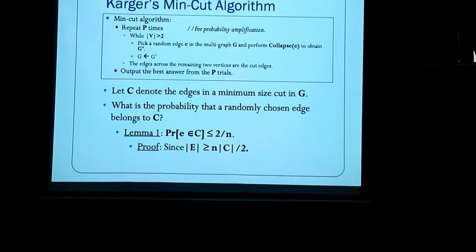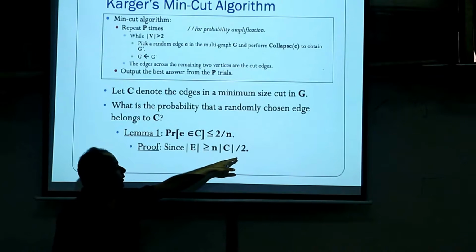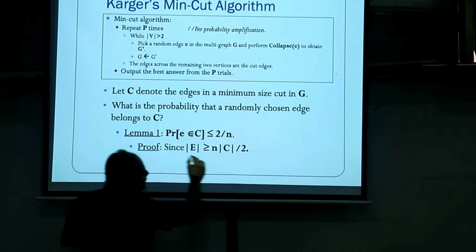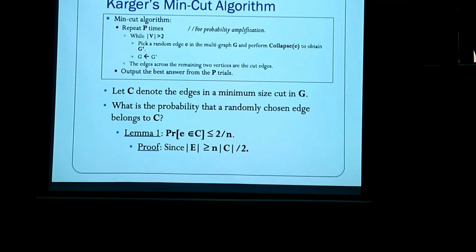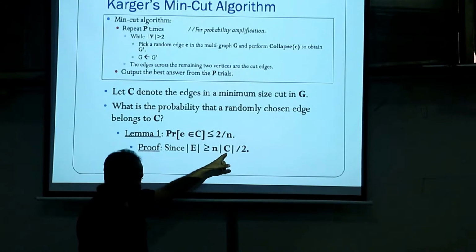So, probability that E is in C is going to be equal to C divided by E, right? And if E is greater than or equal to n C by 2, then this is going to hold, right? So how do you get that this is greater than or equal to n times C by 2? Why is this true? Okay, take half a minute and think about it. Why should the number of edges be greater than or equal to n times the size of the minimum cut divided by 2?